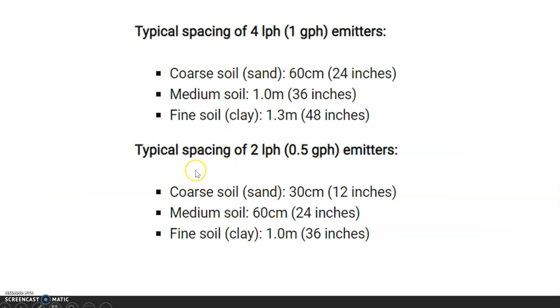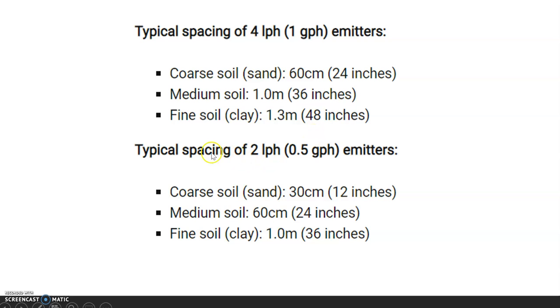Next is the typical spacing of 4 LPH emitters. We know that emitters come with different flow rates. For example, this is a 4 LPH emitter and this is a 2 LPH emitter. A 4 LPH emitter is a high flow emitter. For coarse soil like sandy soil, we need to keep the emitter spacing close, about 60 centimeters or 24 inches, 2 feet between the emitters. For medium soil, we need 36 inches. For fine soil, 48 inches, which is approximately 4 feet.